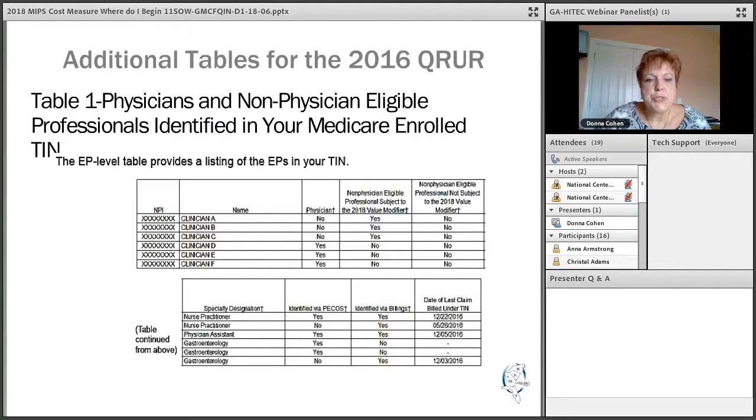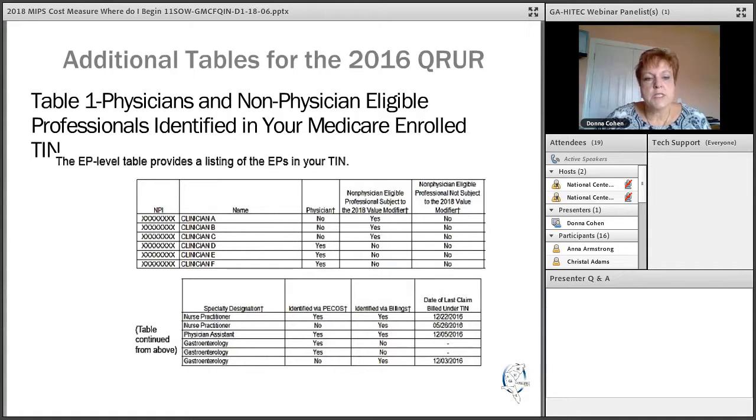So here we get into the tables of the QRUR report, and the first table identifies the physicians and non-physicians that were identified in your Medicare enrollment. This information comes from your PECOS data. So if this information is wrong, then you really need to look at your PECOS data and update your PECOS data to make sure that all the clinicians that are practicing under your TIN are listed there.